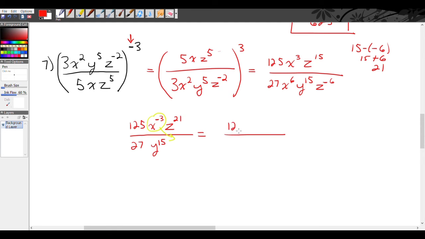Again, the 125 is going to stay on top. The 27 is going to stay here. Then x to the negative third is going to move down. And since x comes alphabetically before y, I'm going to go ahead and write that first. So it becomes x to the third power. Y to the 15th is staying because it doesn't have a negative exponent, so it's going to stay right down here. Y to the 15th power. And then on top, we're left with z to the 21st power. And so this is the simplified expression for this problem.